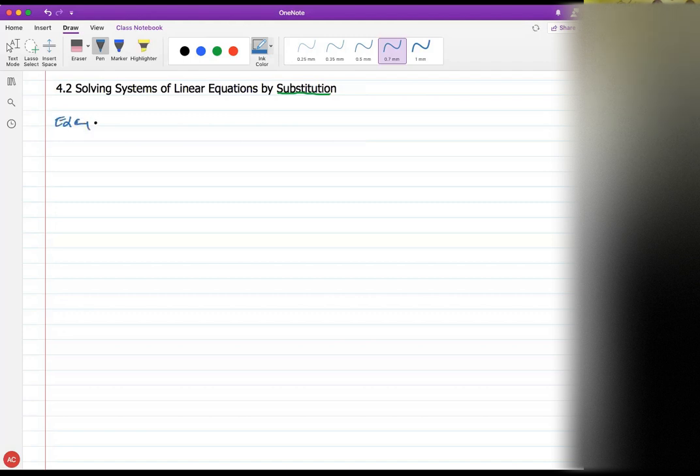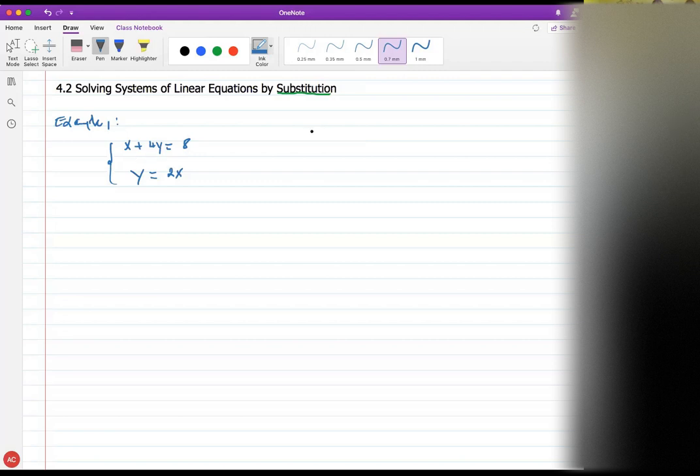Okay, it's example one. Basically the way this works is, let's say you have x plus 4y equals maybe 8. And then, let's say, okay, as you can see, we have a system. So we're not going to use any graphs.